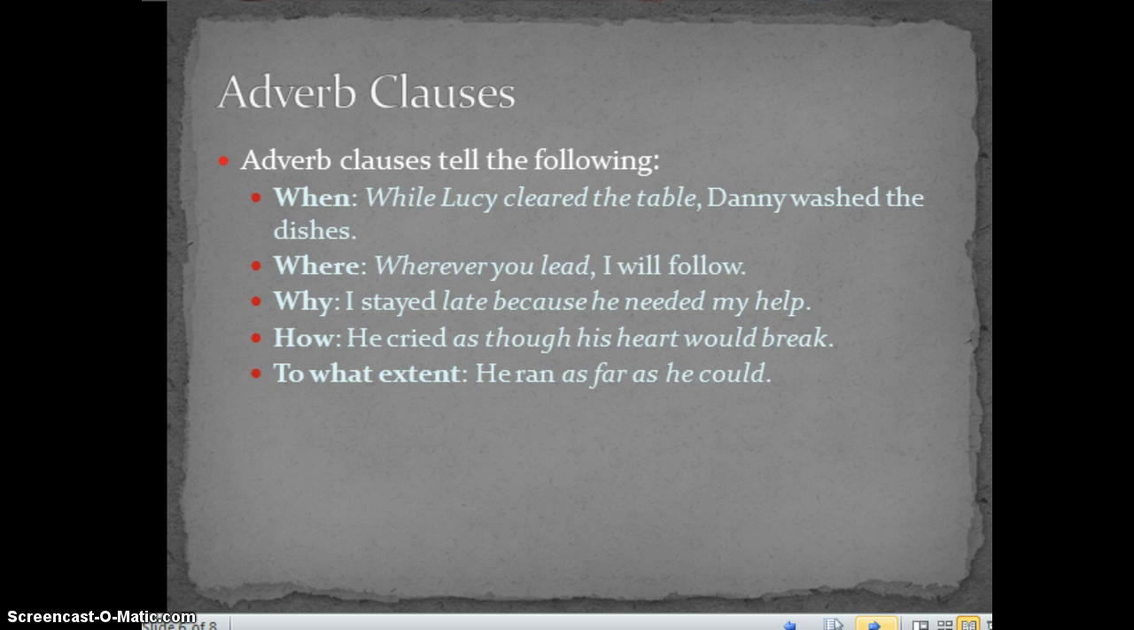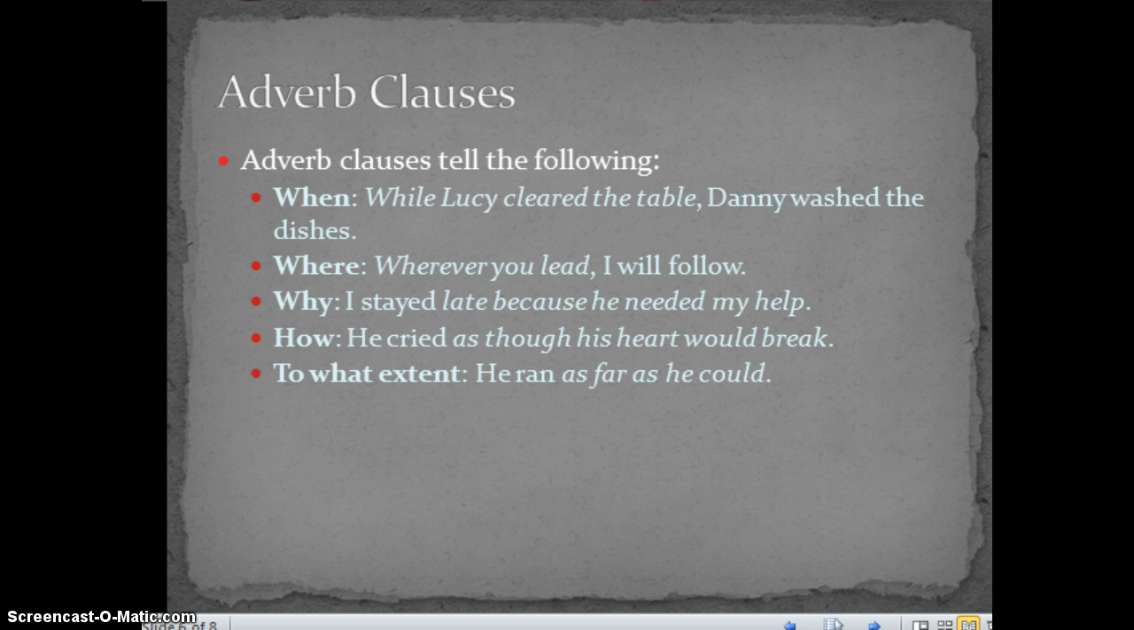So, for example, while Lucy cleared the table, Danny washed the dishes. So you have to ask yourself, when did Danny wash the dishes? And the answer is while Lucy cleared the table. So you're kind of focusing on the verb washed. In where, you have to ask yourself, where will you follow? And that is wherever you lead.